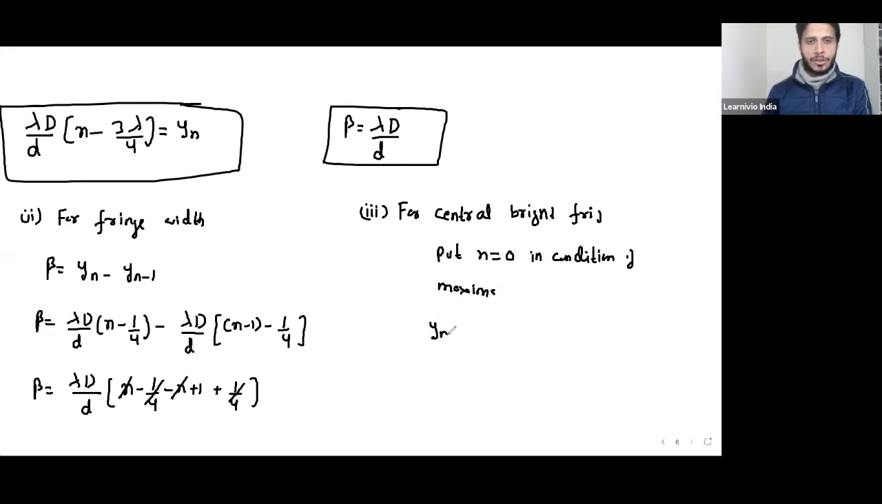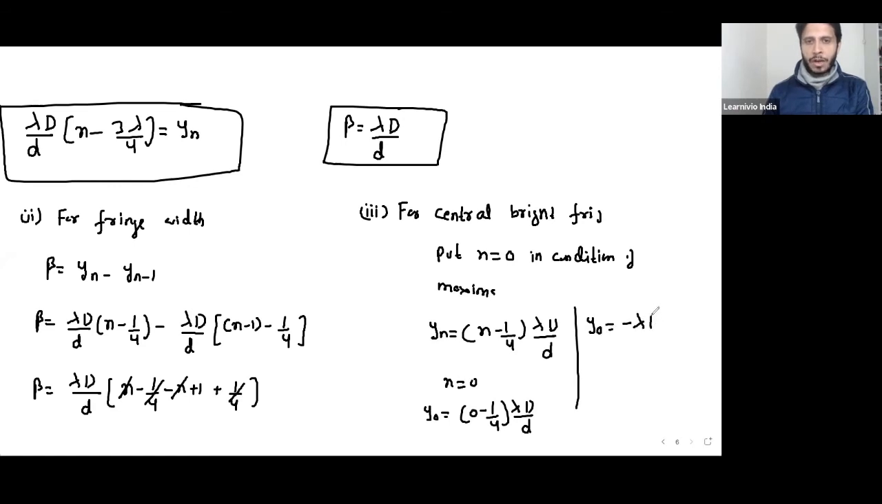So this is the condition of maxima. Yn is (n minus 1/4) lambda D over d. If I put n equal to 0 here, for the central bright fringe, it comes out to be 0 minus 1/4, lambda D by d. So your central bright fringe will be at minus lambda D by 4d. This is the position of your central bright fringe, minus lambda D over 4d.